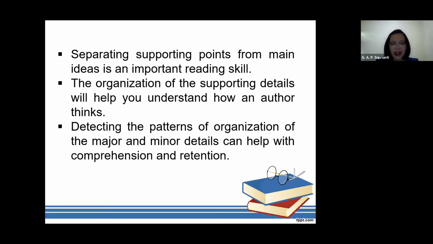So when we know how the details are organized, whether major or minor details, it will help us to understand the text more, and we will be more engaged in the text. So when we know the details are ordered like this, it means that we understand the text better. That's the theory. Now let's move to the main topic.